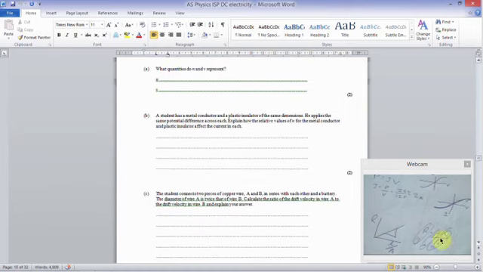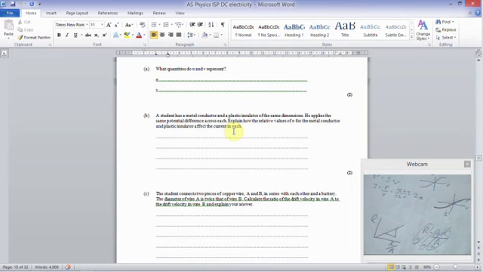Okay, and then talk about a metal conductor and a plastic insulator of the same dimensions. They're applying potential difference across each. Explain how the relative values of n for a metal conductor and plastic insulator affect the current in each. So metals have high values of n, plastics have low values of n. High values of n means high current, low values of n means low current.